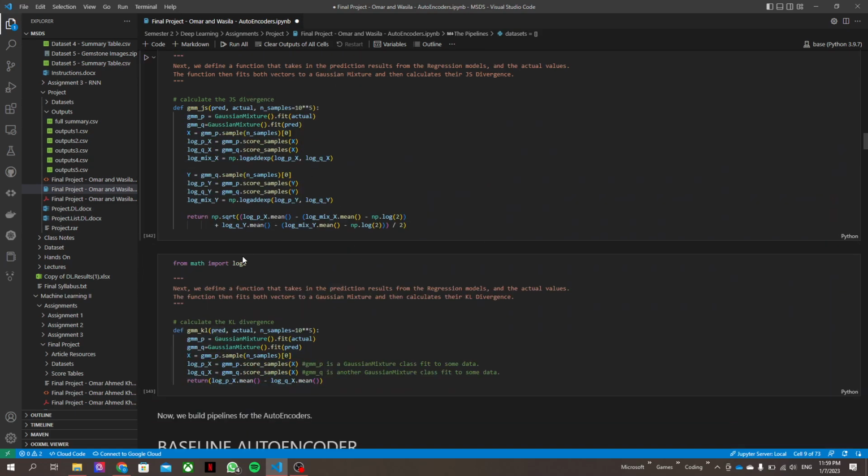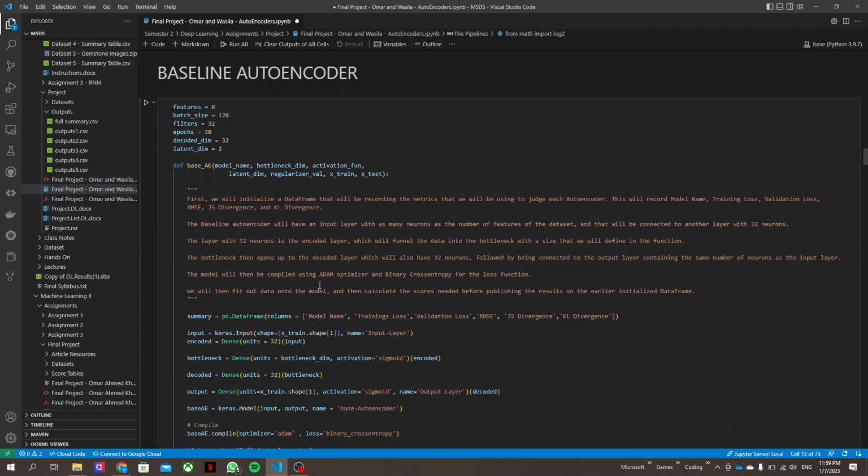Next up, we defined two different functions over here. One was to calculate your JS divergence, and the other one was to calculate your KL divergence. Both of them take in three values. The first one is the predicted vector, so this is a vector of all the values that your regressor has predicted. And the second one is the actual vector, so these are the actual values of all the instances. And then there's the number of samples, which you can use to figure out exactly how great each divergence is.